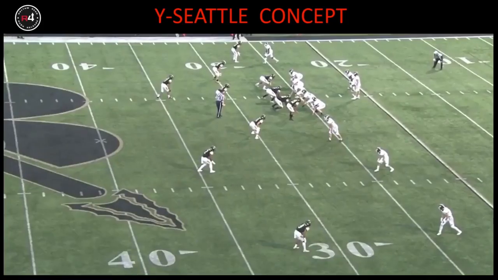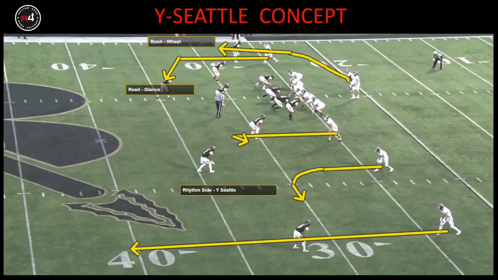Here is another defensive action that can create problems on the rhythm side of the Y Seattle concept. When the defense is playing cover 4 to the Seattle side, the quickie route by the number 2 receiver can be an easy completion against an outmatched dog linebacker.